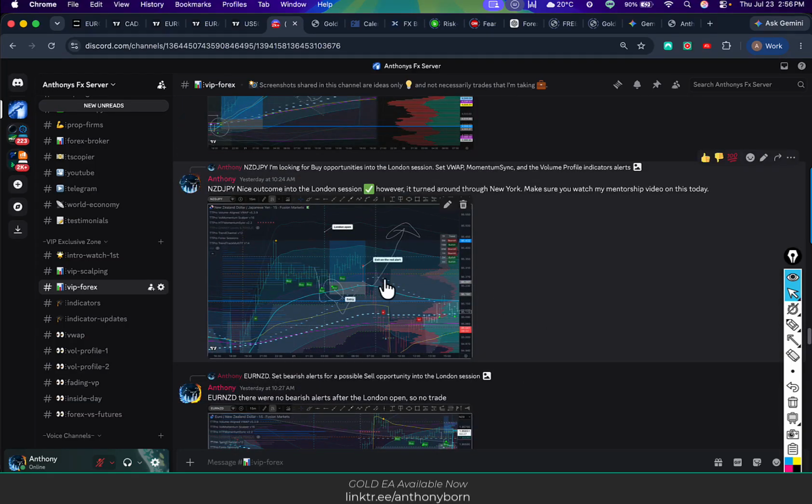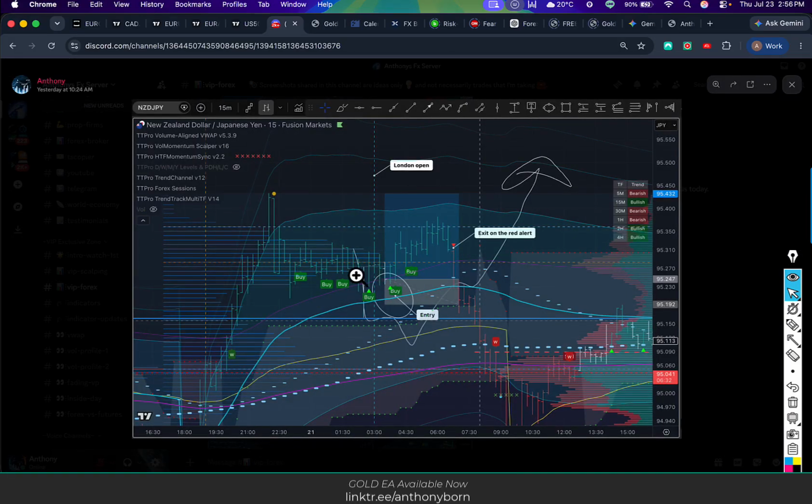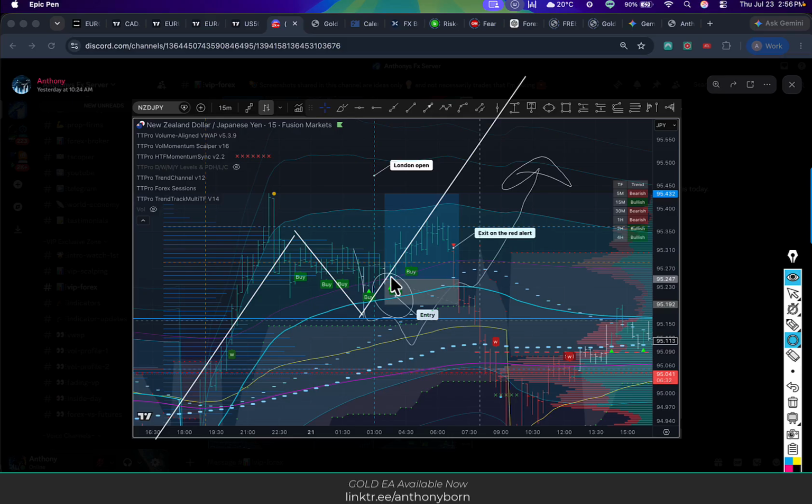All right. And here we go. Look, this is exactly it. That's a higher time frame. We're looking for that. There's your signals. This is the London Open. There's your buy signal.